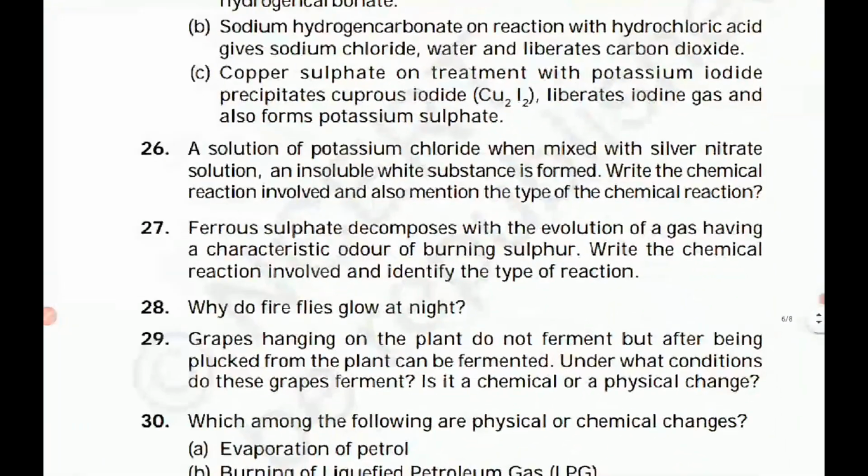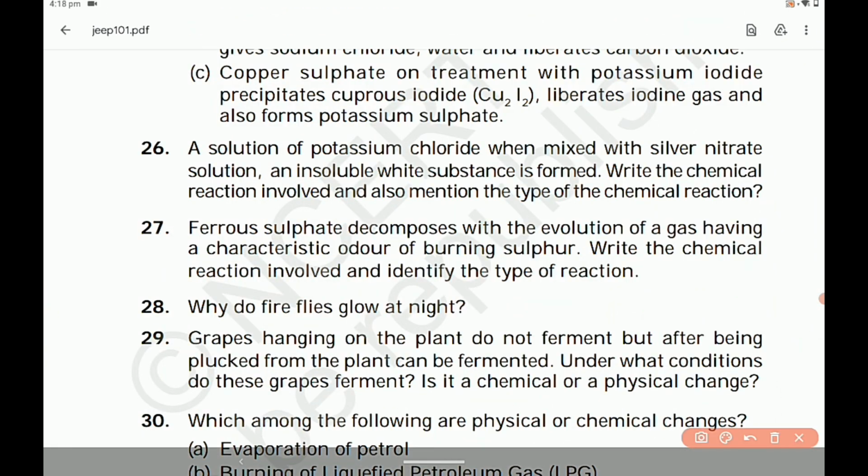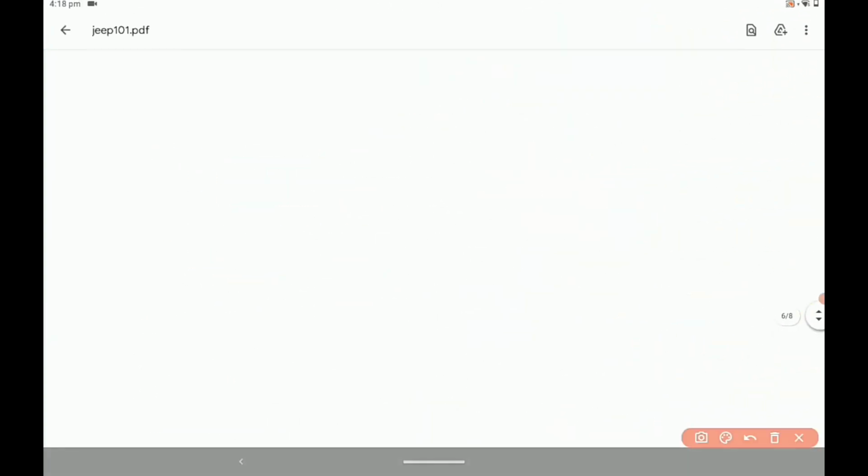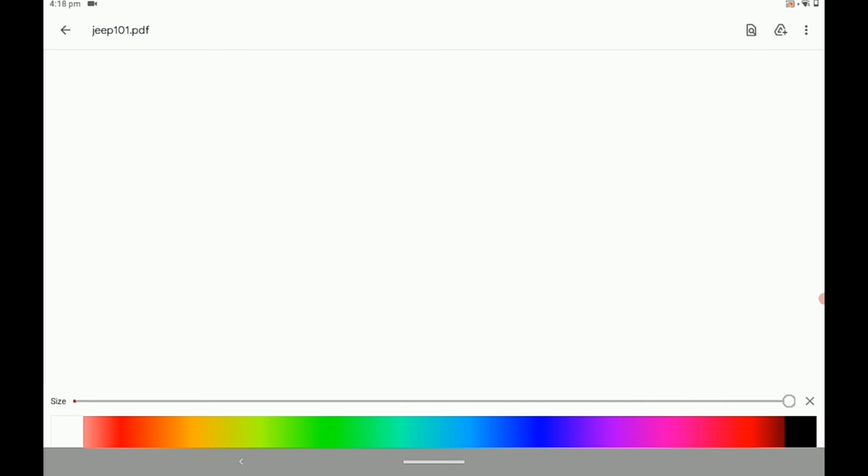26. A solution of potassium chloride when mixed with silver nitrate solution, an insoluble white substance is formed. Write the chemical reaction involved and also mention the type of chemical reaction. So I think we have to zoom in again. Just a minute. Okay, let's utilize this space for it. I just like using different colors.